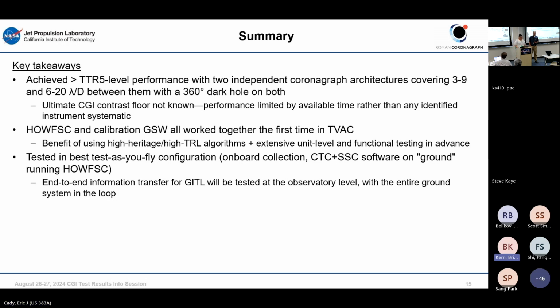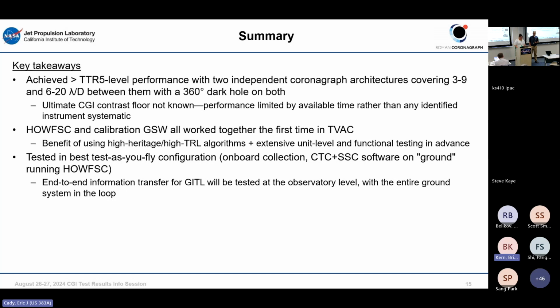And I'll just add the last, which I think is equally important. This is the best tested you fly configuration available to us. We collected the data on board. We're running the GITL stuff on the ground. Air quotes there, sure. But in the absence of the rest of the ground system, which is not quite prepared to do this, this is as close as we can get to doing GITL in the way we intend to do it.